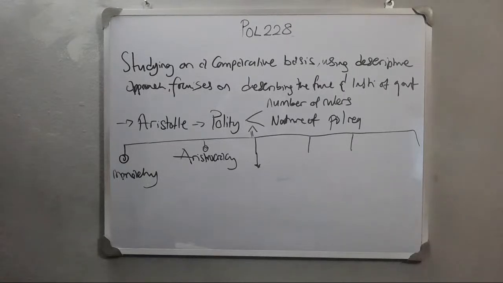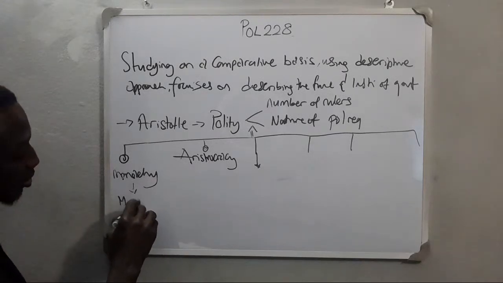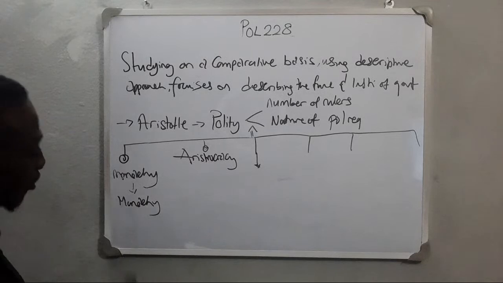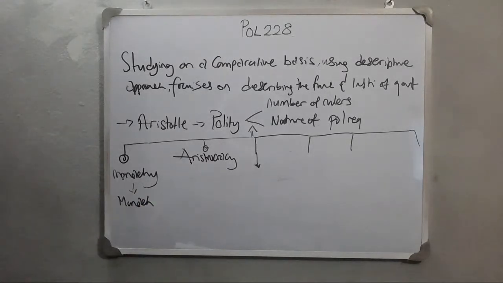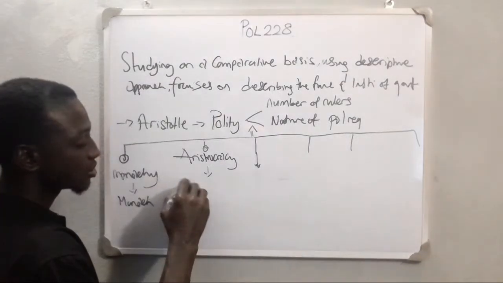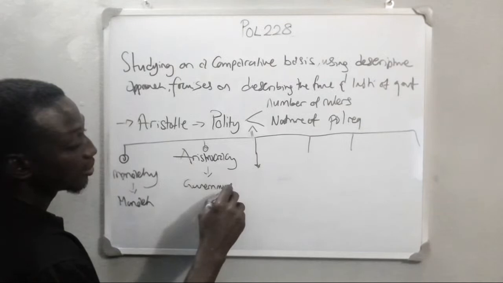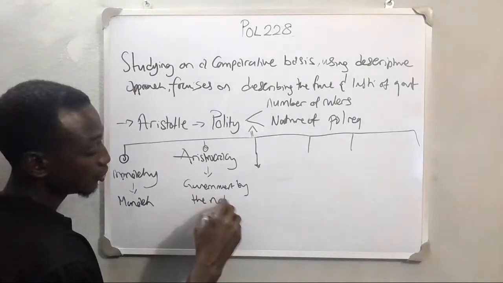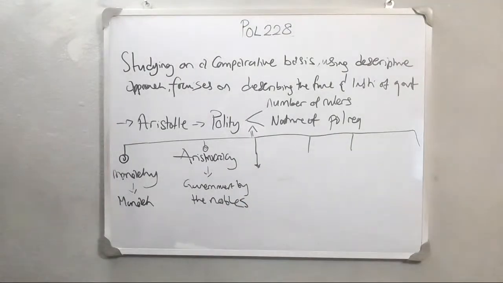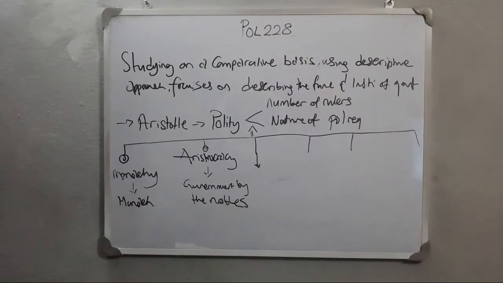Now, speaking of monarchy, the system of government whereby the central head is referred to as the monarch. When a monarch is in charge. While aristocracy, when you say aristocracy, that means you are referring to a state in which government power is held by the nobility, by the few. Government by the nobles. And we have that as that.